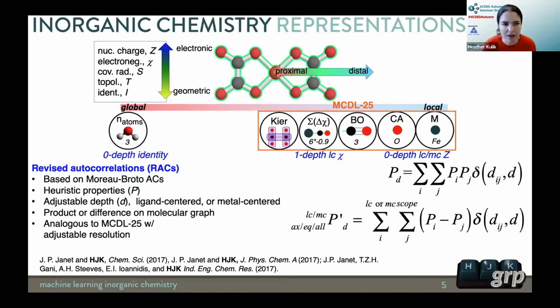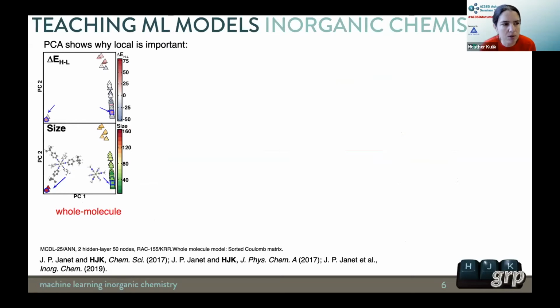And as we expand, if we follow through and write out these expressions, you can see that the RACs, there are going to be more and more of them the further they are away from the metal. But the RACs that encode proximal information only from the metal and immediate coordinating environment, we call proximal, and the ones that encode more information further away from the metal, we call distal. And so a principal component analysis in a whole molecule representation shows why doing this feature engineering is so important. So this is the adiabatic spin splitting that we want to predict. This is a quantum mechanical property of the complex.